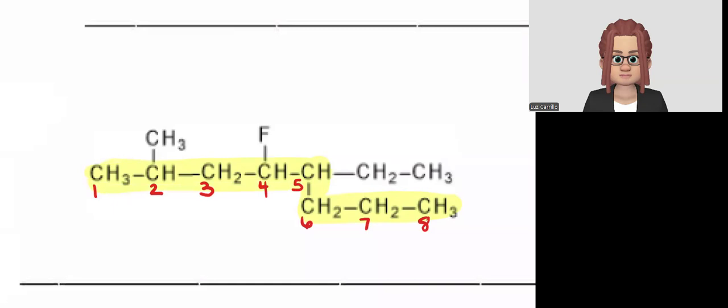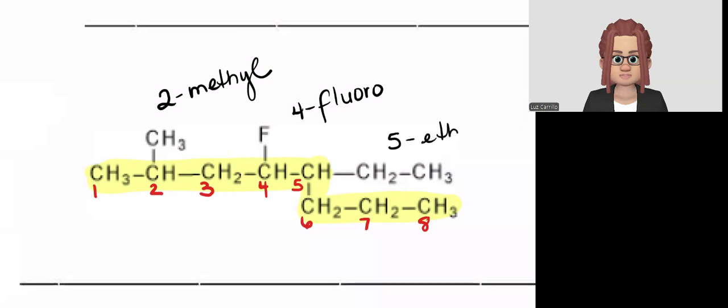Let's now identify the substituents. At carbon number 2, I have a methyl. At carbon number 4, I have a fluoro group. At carbon number 5, I have an ethyl group. I need to put them in alphabetical order.